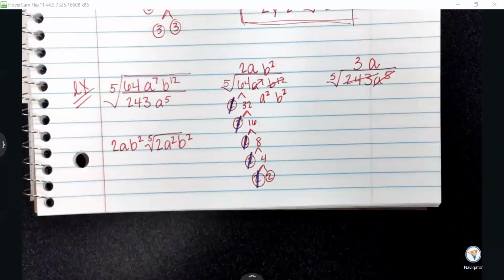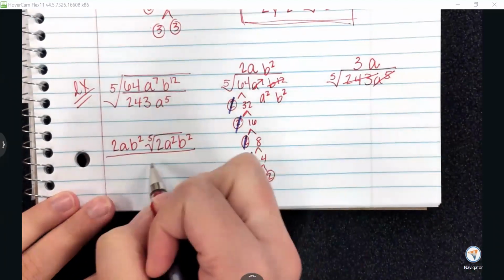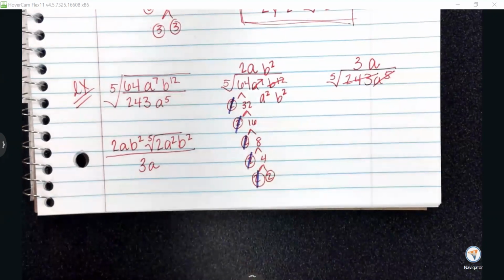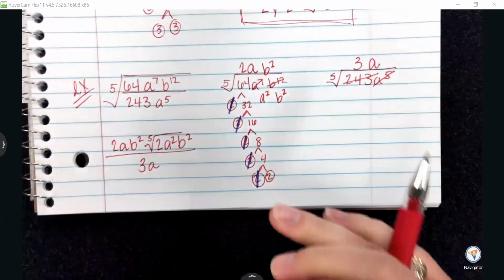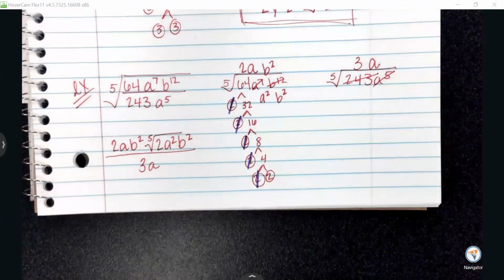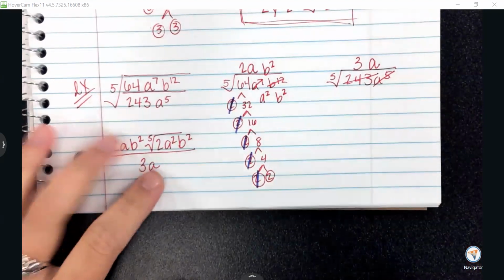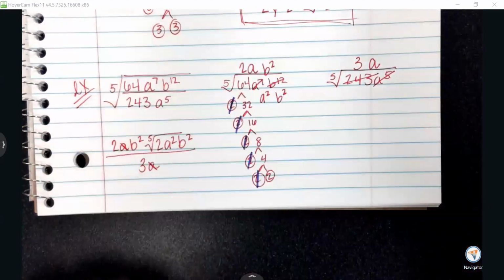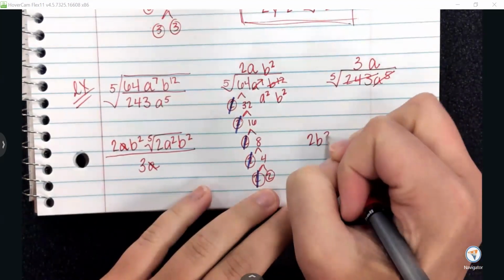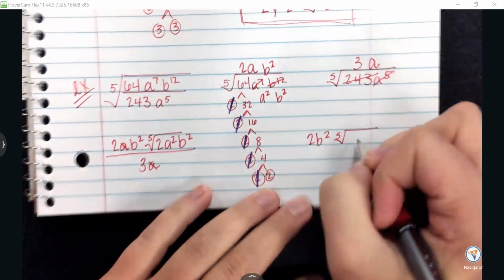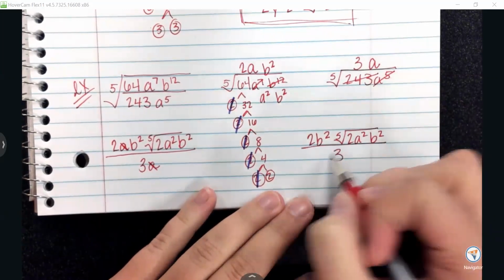So do I have anything left over? No, and I'll give you a huge red flag. Until next week, you should never have anything left over in your denominator. Okay? This is not my final answer though. Why is this not my final answer? I can simplify it. So the 2 and 3 can't simplify, but my A's can simplify. So I kind of made this messy. My final answer would be 2B squared, fifth root of 2A squared B squared, all over 3.